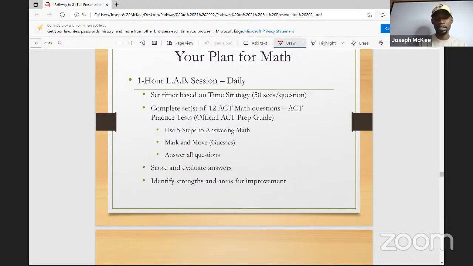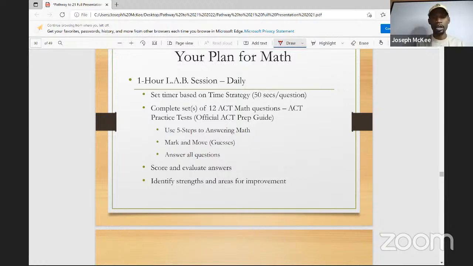math questions. Read the problem, ask 3 questions, set up your equation, use the process of elimination, and finally answer the question. Make sure you mark and move. So those questions that are due never, or it's probably some due later, guess on those, put your special notation, come back and review those during your review time. Make sure you answer all your questions.